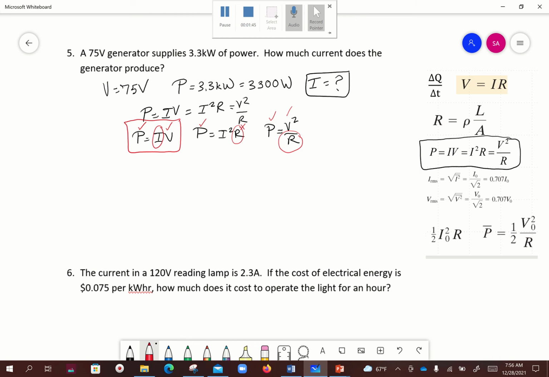So P equals IV, I got to rearrange that to give me I, so I is equal to P over V, just divide the V on both sides. So now it's just plug and chug. 3,300 watts over 75 volts, and I get a current of 44. Unit for current is amps. Okay, so pretty much straightforward. In any given problem, they'll tell you two of the things, and you just have to pick which equation is correct to find the third thing.